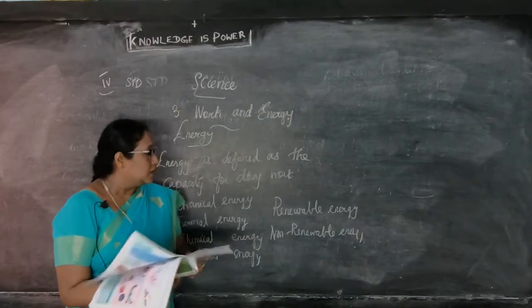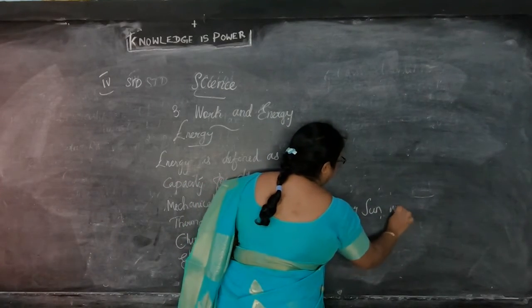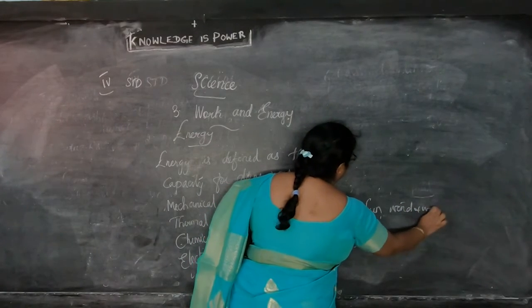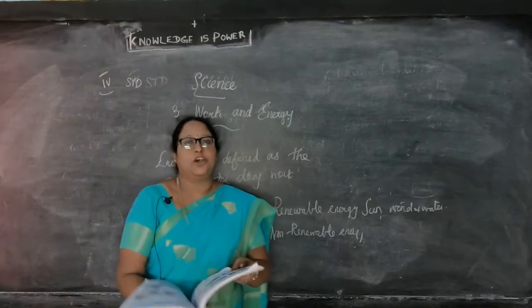Now, for renewable resources, what are the examples I said? Sun, wind and water. So these are renewable, that is, they can be replaced again and again over a period of time.